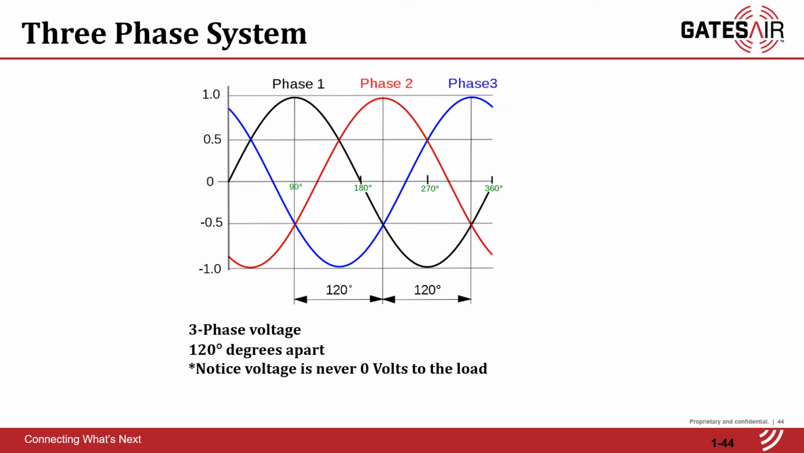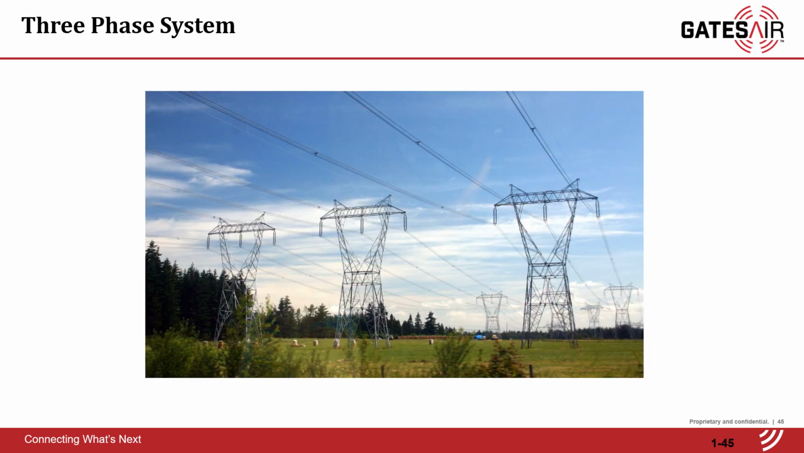The power output of a three-phase system is consistent, whereas with single-phase or even split-phase, the voltage at times will be at zero. And we've all seen high-tension power lines in the country.